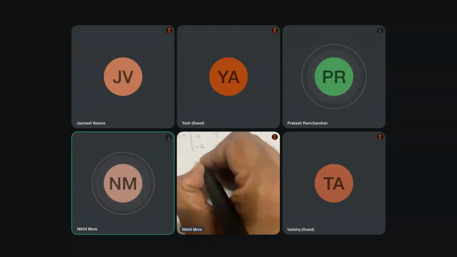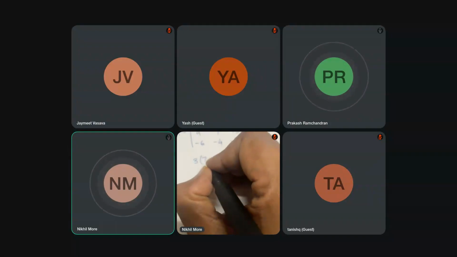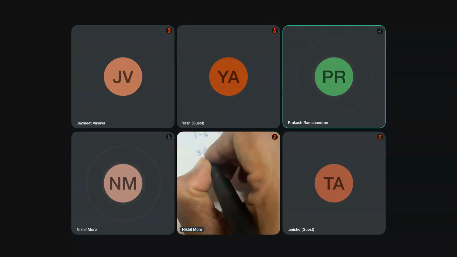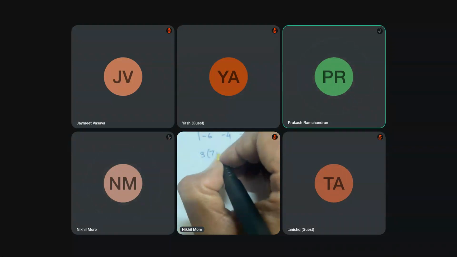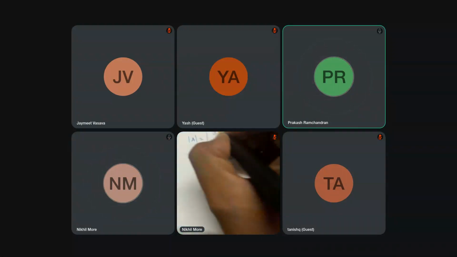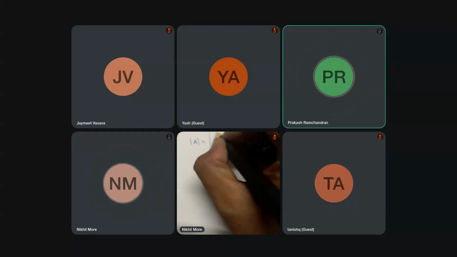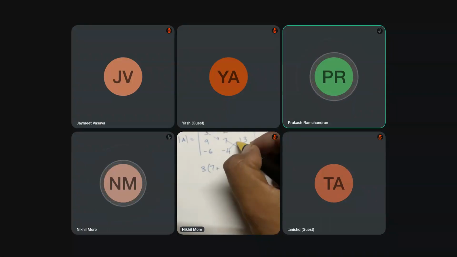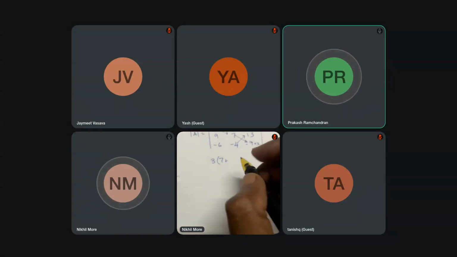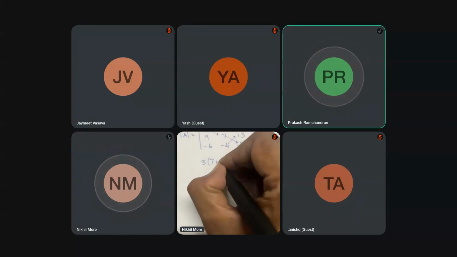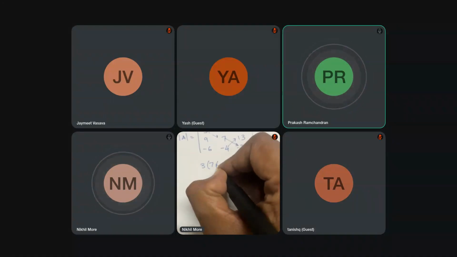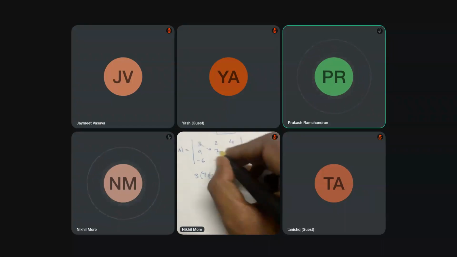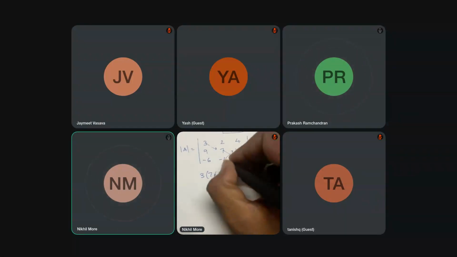So this is 3 into, and you can write it down directly: 3 into this minus that into that. 3 into the cofactor, and then 7 into minus 9 plus x. So it will be 7 into minus 9 plus x. A minus b, correct?